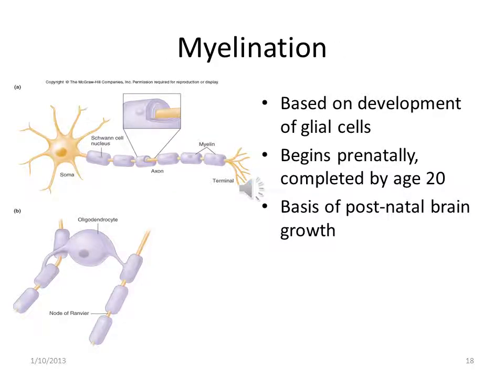The process of myelination begins prenatally and does not fully complete until about age 20 or 21 once we're born. It is the basis of postnatal brain growth. So when you take your child to the doctor and the doctor measures your baby's head, what they're really looking for is to make sure that the brain is growing, and most of that growth is based on the growth of glial cells, oligodendroglial cells, which are responsible for most of the growth of the brain postnatally.